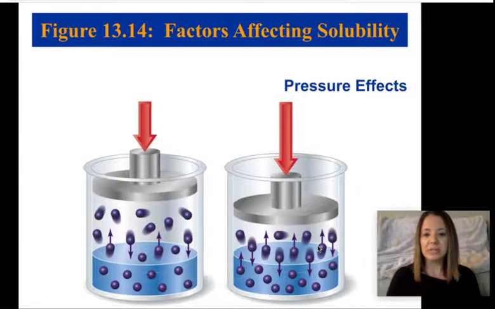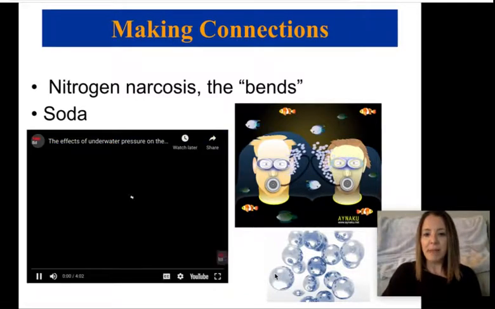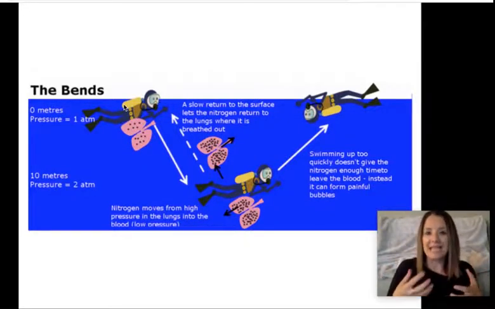So here's just an image. If you have gases, if you increase the pressure above, we are forcing the gas particles to go into solution. And this relates to nitrogen narcosis, also referred to as the bends. What ends up happening with the bends is you have this gas tank, if you are scuba diving, that is made up of a mixture of gases that we have here on Earth to simulate what we would breathe. So, nitrogen, which is about 78% of our atmosphere, 21% oxygen, and so forth.